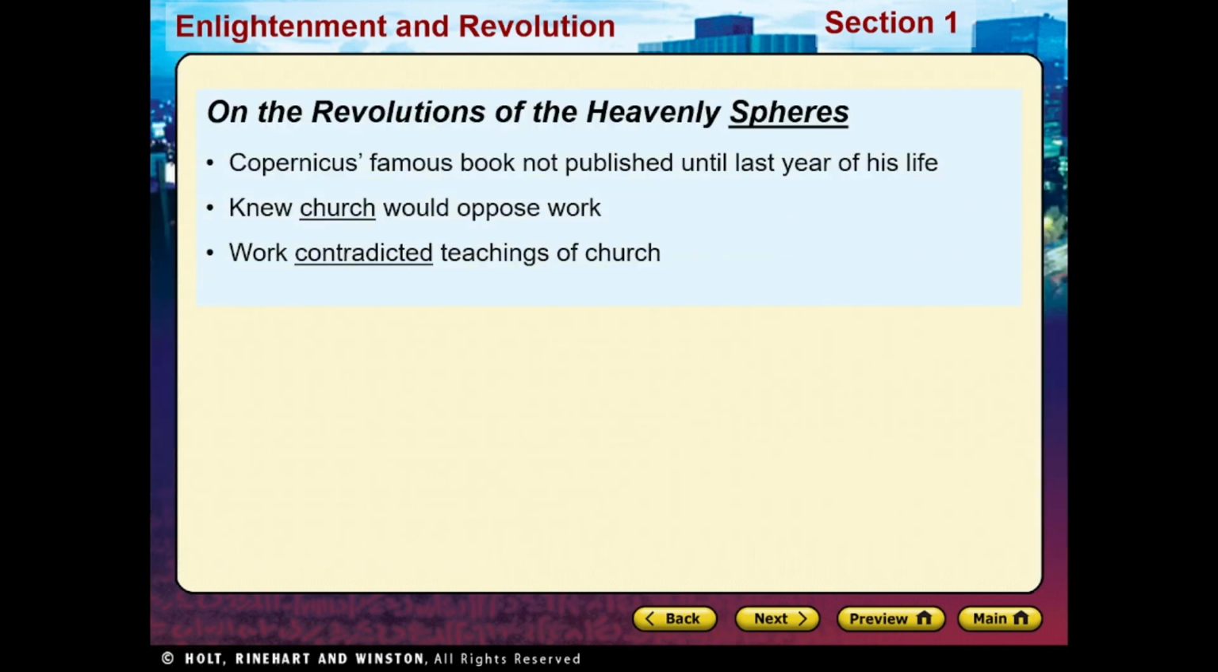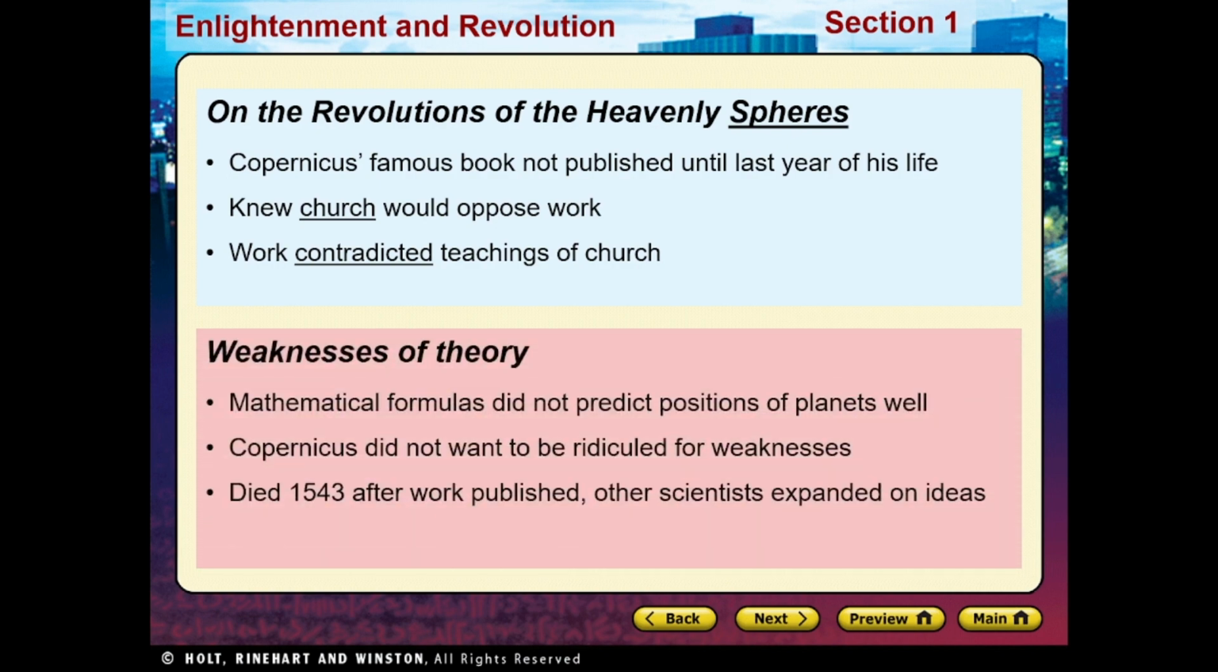Okay, on the Revolutions of the Heavenly Spheres, Copernicus' famous book, not published until the last year of his life. The church would oppose the work because it contradicted the teachings of the church. A weakness of the theory: the mathematical formulas did not predict the positions of planets well. Copernicus did not want to be ridiculed for the weaknesses. He died in 1543 after the work was published, and other scientists expanded on his idea.